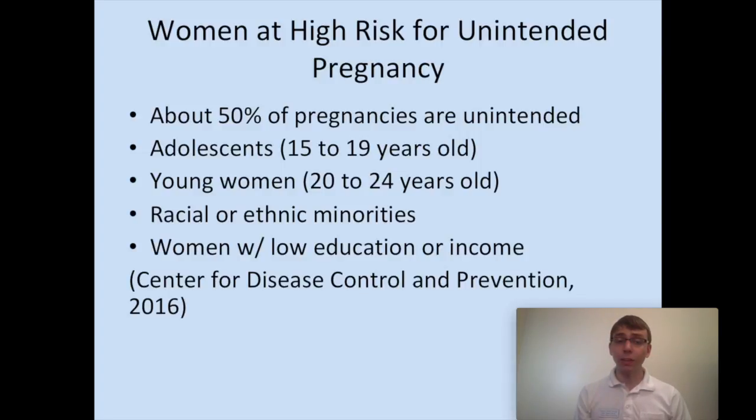So a factor is adolescents, which are 15 to 19 years old, have a higher risk for unintended pregnancy, as well as young women who are 20 to 24 years old. Racial or ethnic minorities can be at a higher risk, as well as women with a lower education or income.